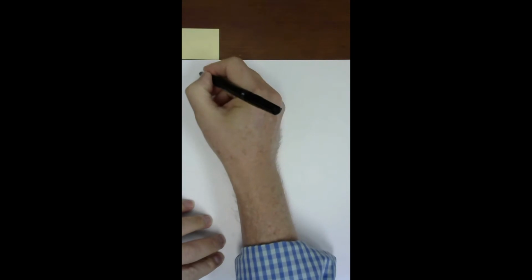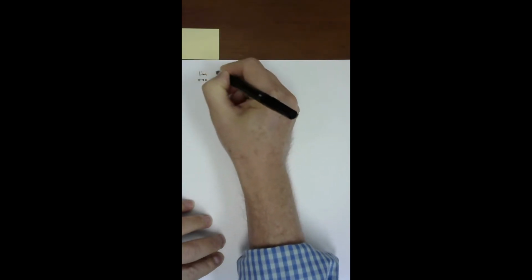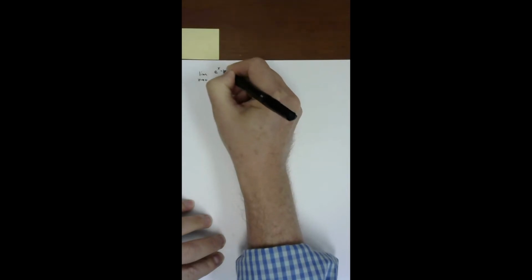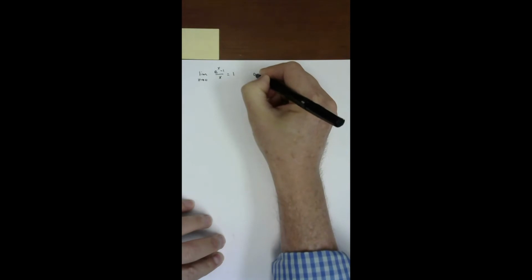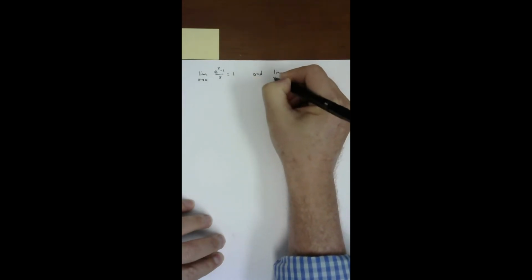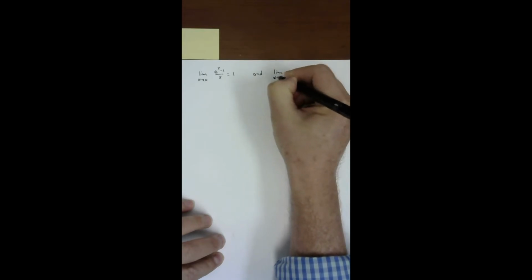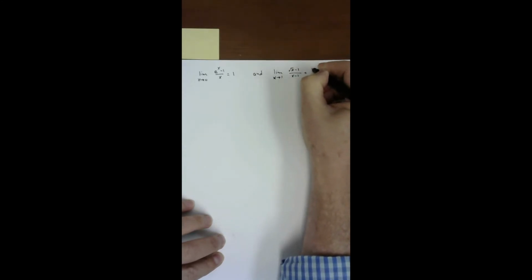In the last video, we looked at two limits. We said that the limit as x goes to 0 of (e^x - 1)/x is equal to 1, and the limit as x goes to 1 of (√x - 1)/(x - 1) is equal to 1/2.